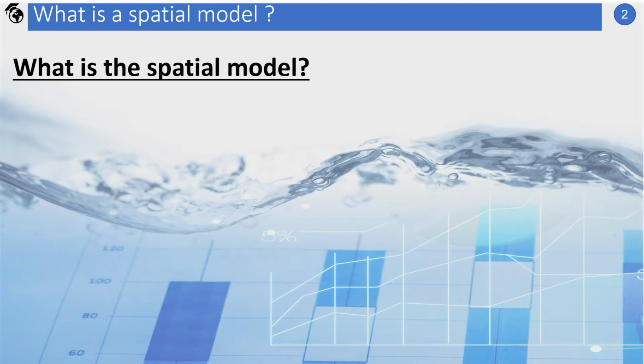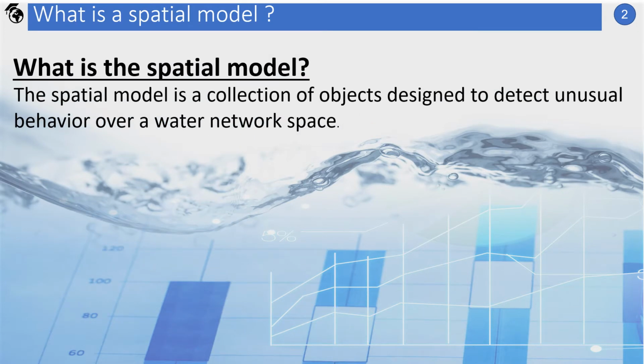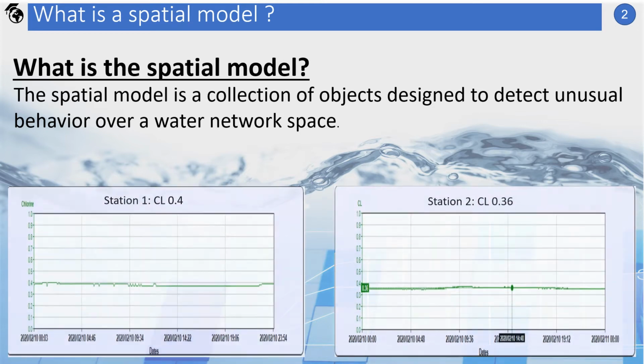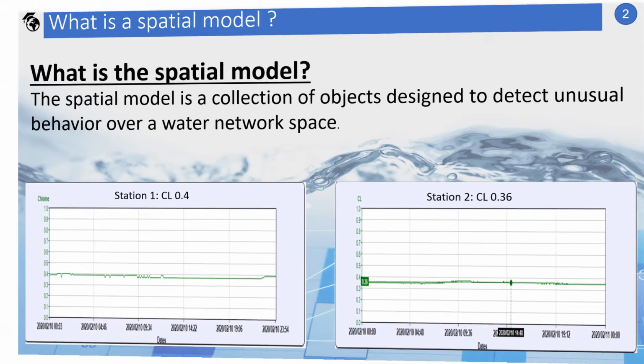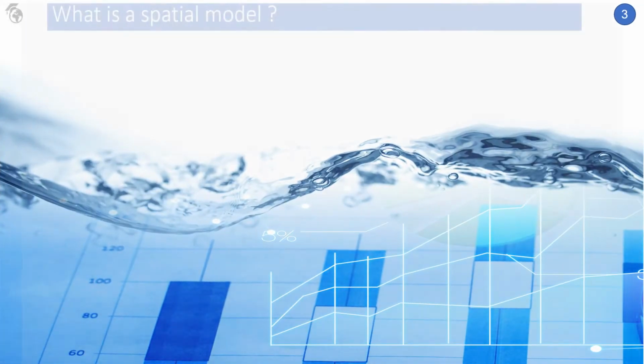So, what is the spatial model? The spatial model is a collection of objects designed to detect unusual behavior over a water network space. Abnormal behavior across the space is a situation where each station in itself seems to behave properly. But looking at relationships between the stations reveals an unusual situation. We will demonstrate anomalous behavior across space by a simple example.